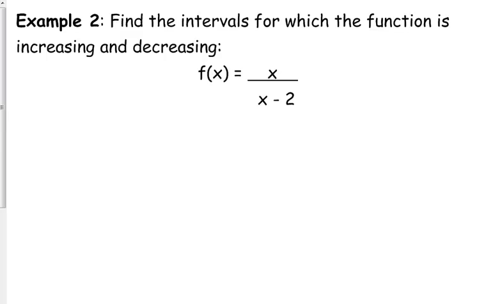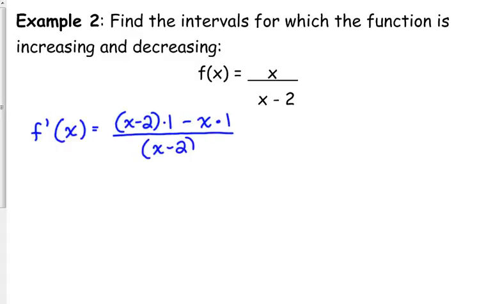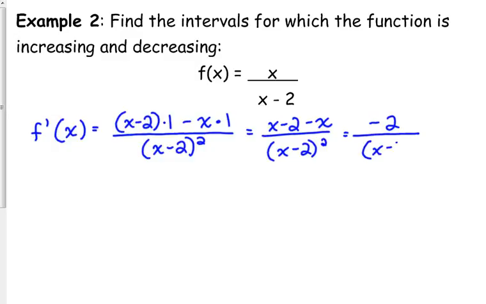Okay, let's find the intervals for which this function is increasing and decreasing. Okay, this is a rational function. We need to take the derivative, first of all. So f prime of x is low d high minus high d low all over low squared. This one will simplify, x minus 2 minus x. That makes life much nicer. x minus x is 0, so we've got negative 2 over x minus 2 squared as our derivative.